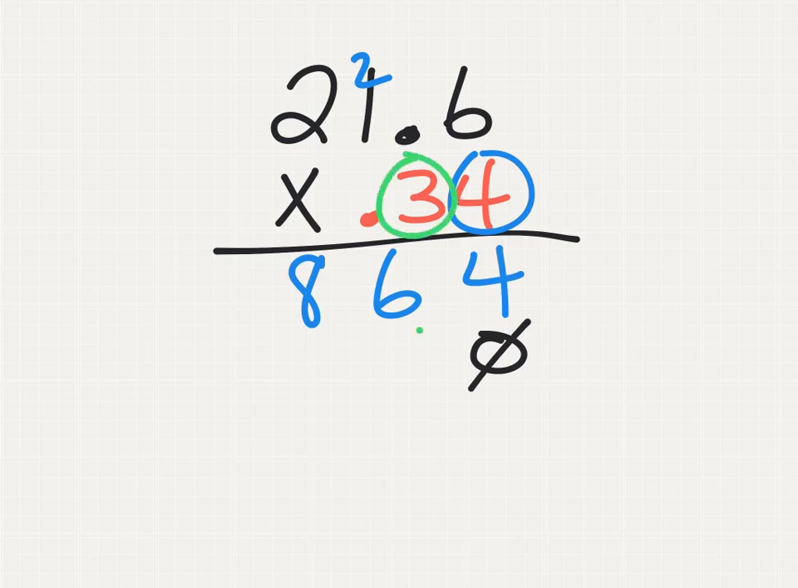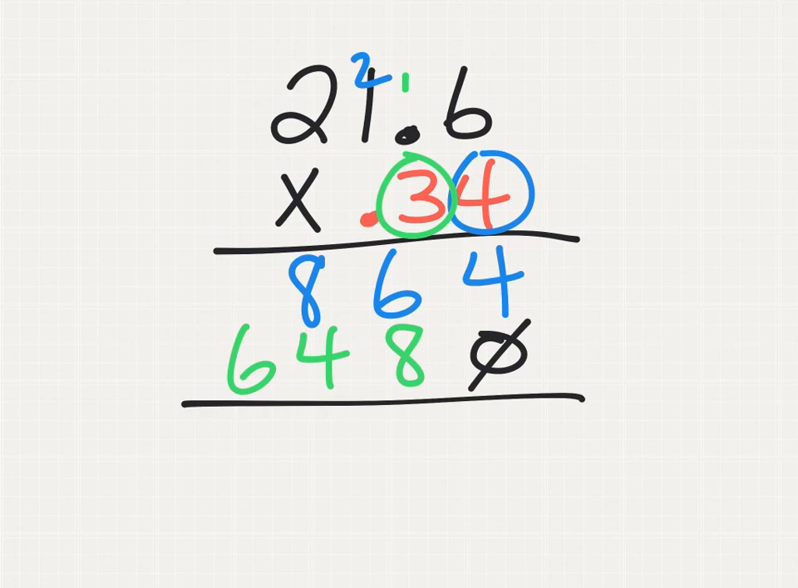3 times 6 is 18. 3 times 1 is 3, plus 1 is 4. 3 times 2 is 6. And then we add. 4, 6 and 8 is 14. 8 and 4 is 12, plus 1 is 13. 6 and 1 makes 7. 7,344.